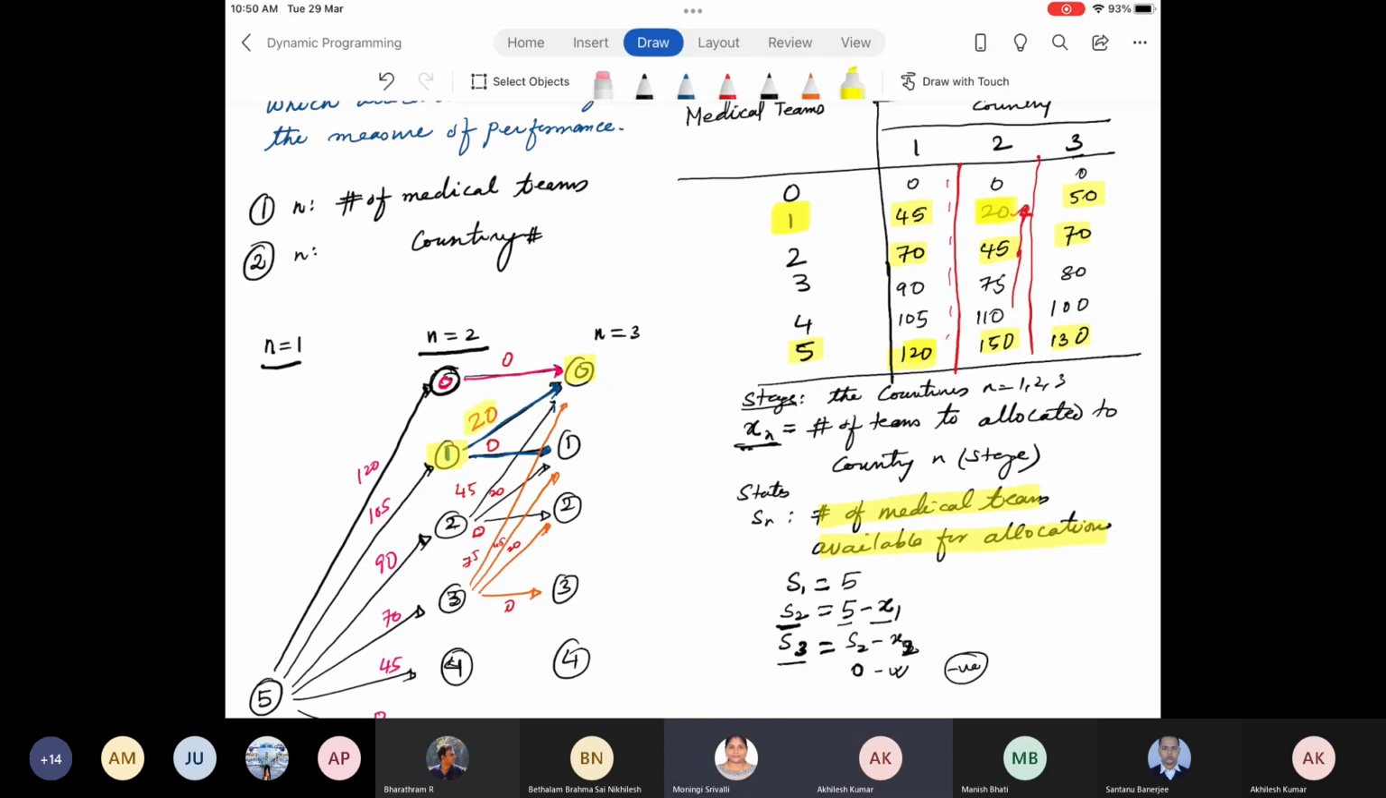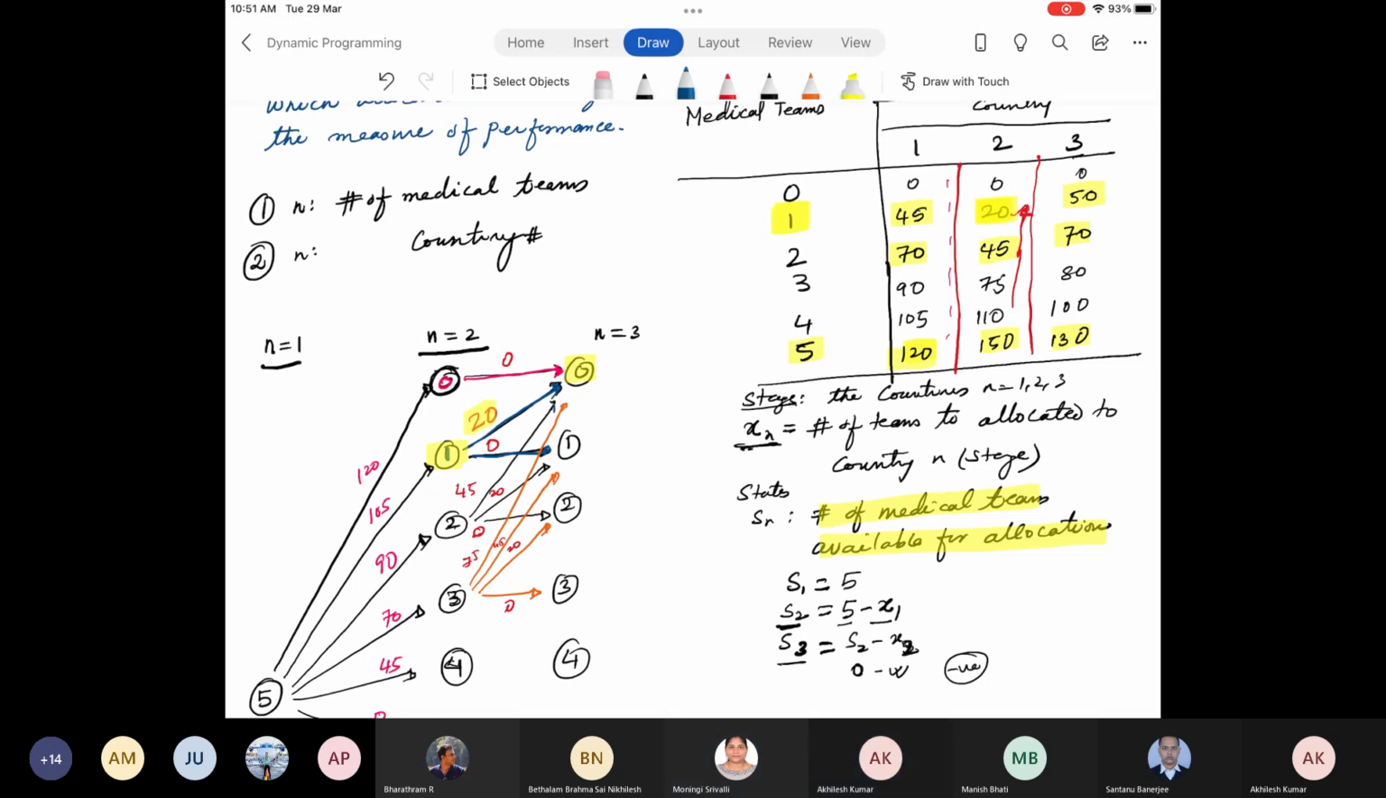Similarly, 1 to 1, I understand this gets confusing because you have to keep in mind that on the arc, you are making the assignment, how many teams I'm allocating. So the other option, 1 to 1, means this team is not allocated to country 2. So for country 2, we have not allocated anything. So X2 becomes 0.